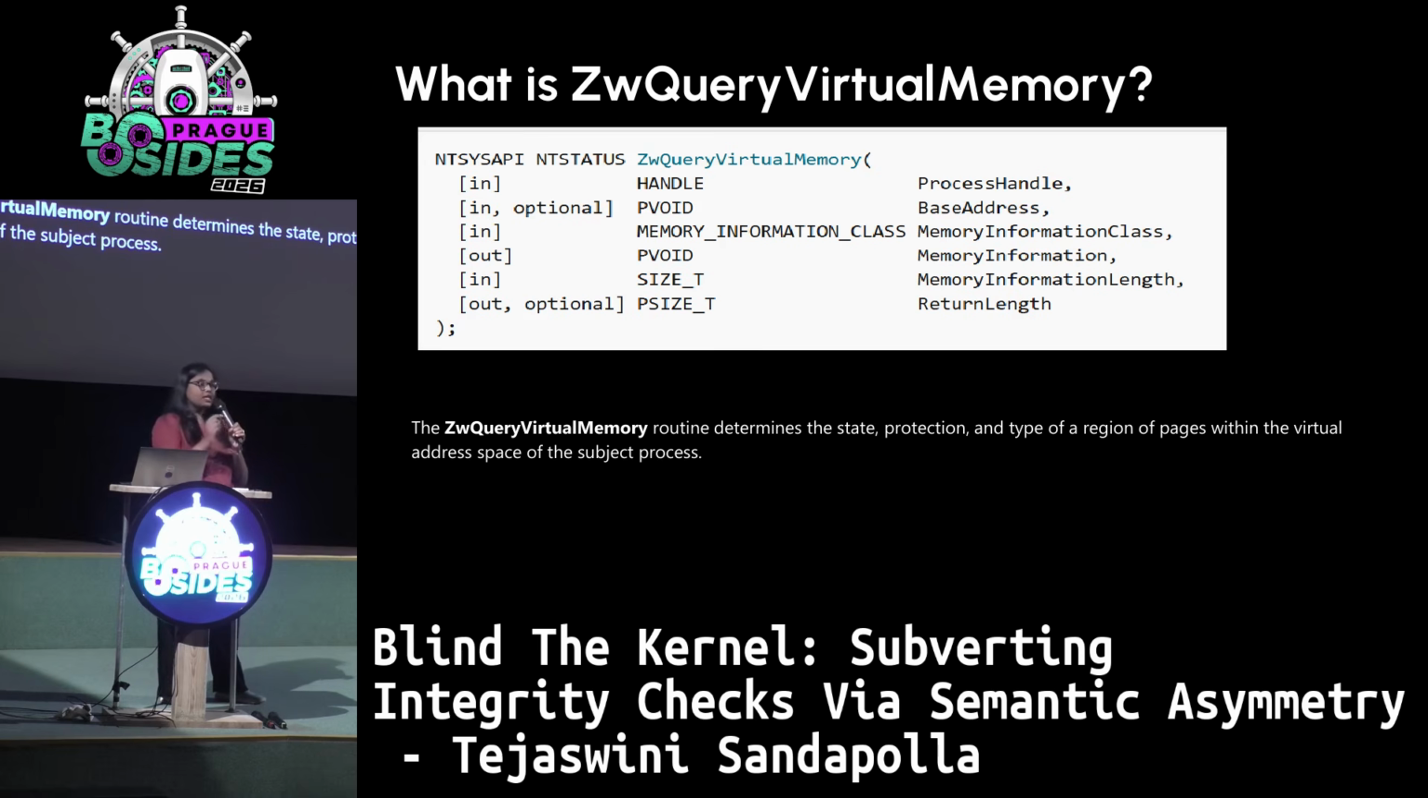QueryVirtualMemory is an API which gives you information of a specific memory page of a particular process. So, what information do you get? It is the state, type, and protection of a particular memory page. So, you can see its parameters here. The first is the process handle. That means for which process you require the information. And then the memory address of that particular process, for which address you're querying the information. And the third important thing, memory information class, which is what type of information you want.